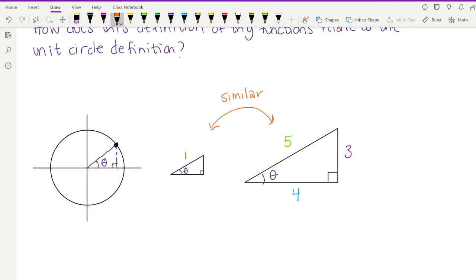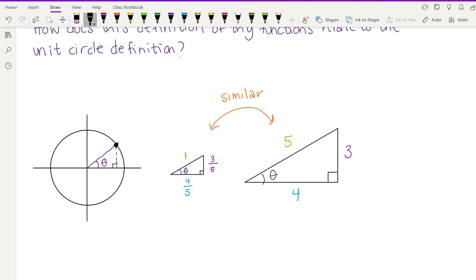And so what would the other two sides end up being on this triangle? Well, notice that the triangle on the right is 5 times bigger than the triangle on the left. Or another way of saying that is that the triangle on the left is going to be 1/5 of the size of the triangle on the right. And so that means that the opposite side is going to be 3 over 5 instead of 3, right? It's going to be 1/5 of the size, so it's going to be 3 divided by 5. And then the adjacent side is going to be 4 over 5.